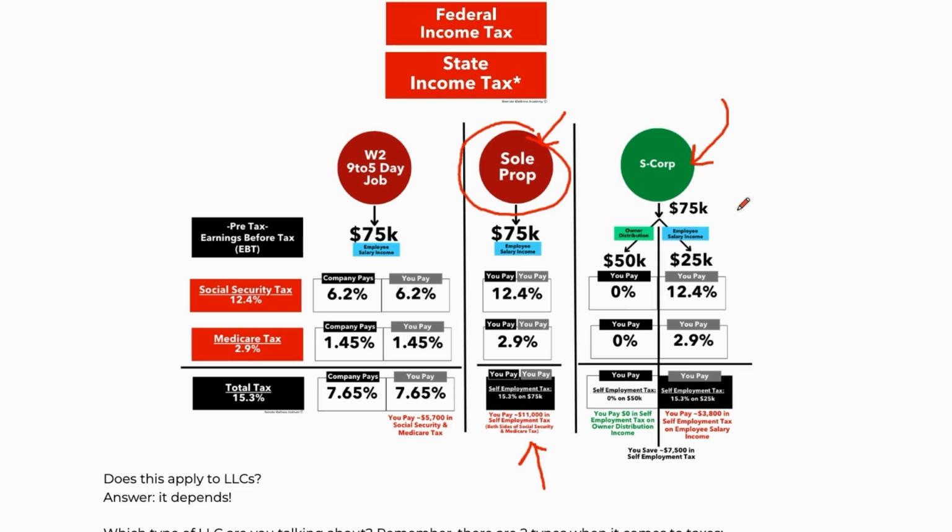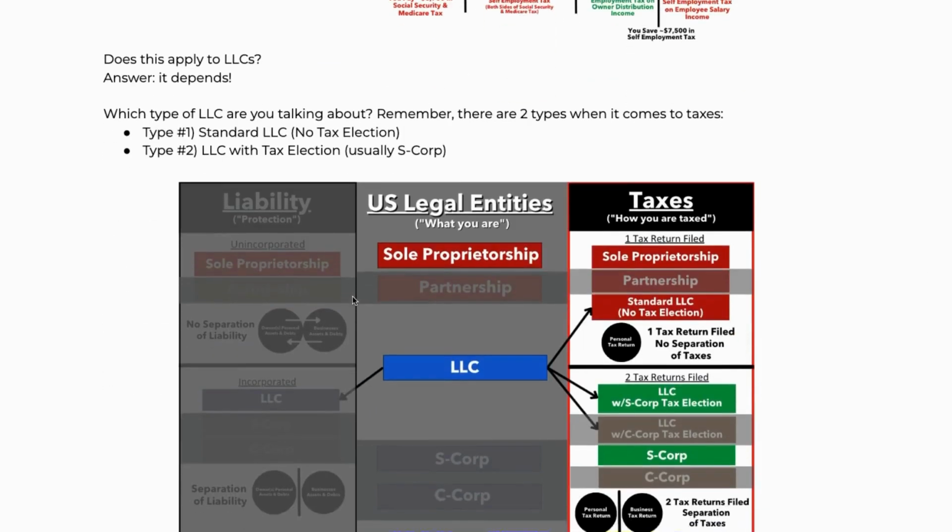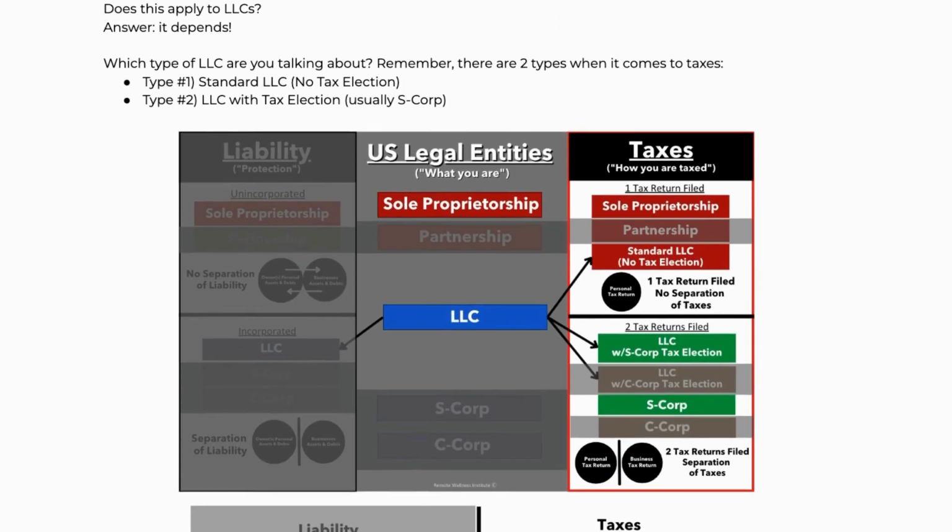Now, here's the thing. We said any other type of corporation. That is not actually a true statement. Why? Because when it comes to LLCs, it depends. It depends on what your tax selection filing is, okay? Remember we said there are two types. If you have a standard LLC, there is no savings when it comes to Social Security and Medicare tax, because you are being taxed the same way as a sole prop, okay?